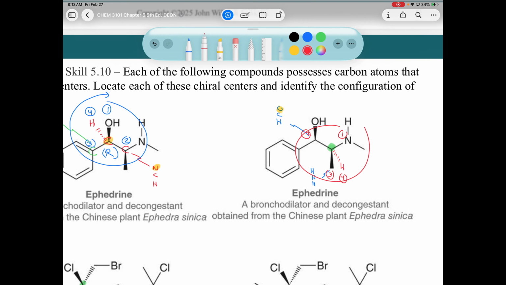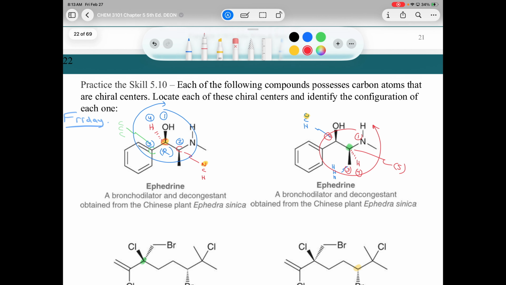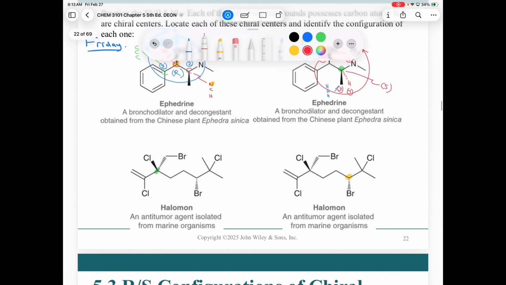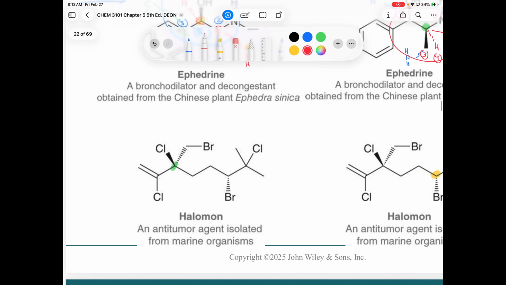And so we have 1, 4, 3, and 2. So we're going 1, 2, 3. And so the chirality would be S because we're going counterclockwise. Did somebody have a question about that one? No? Okay, so this one would be S. There you go. All right, let's try another one. Look at that, an anti-tumor agent isolated from marine organisms.